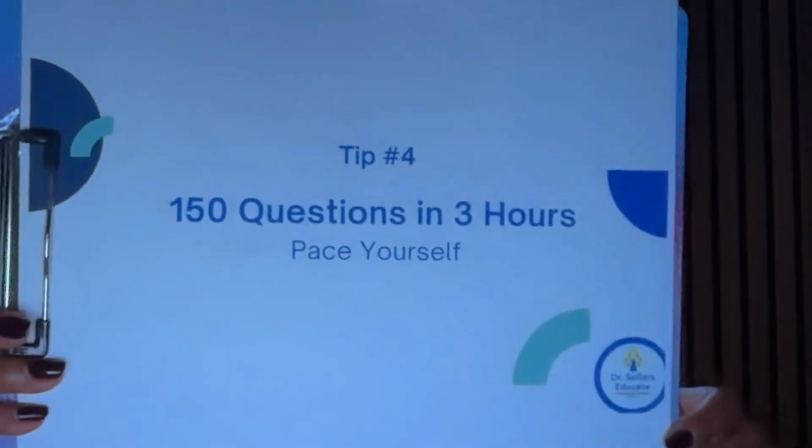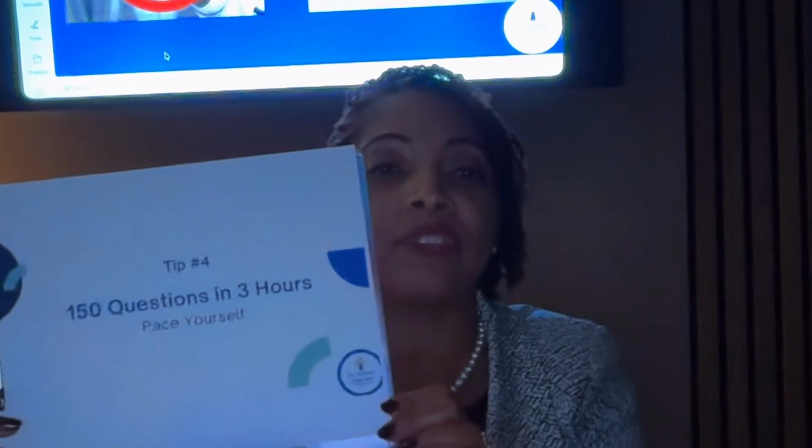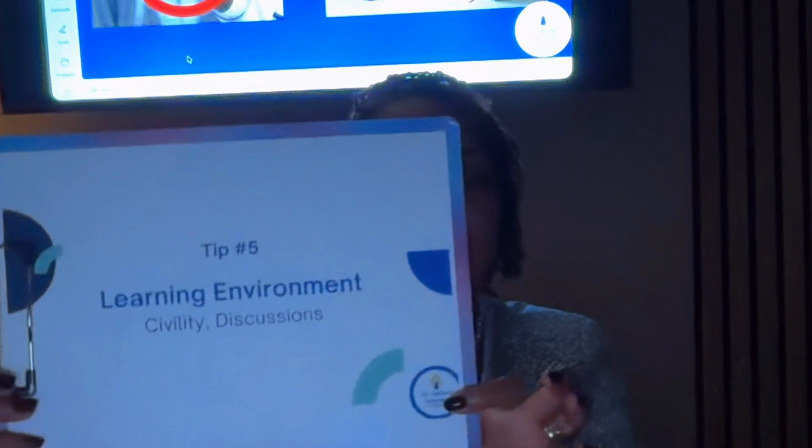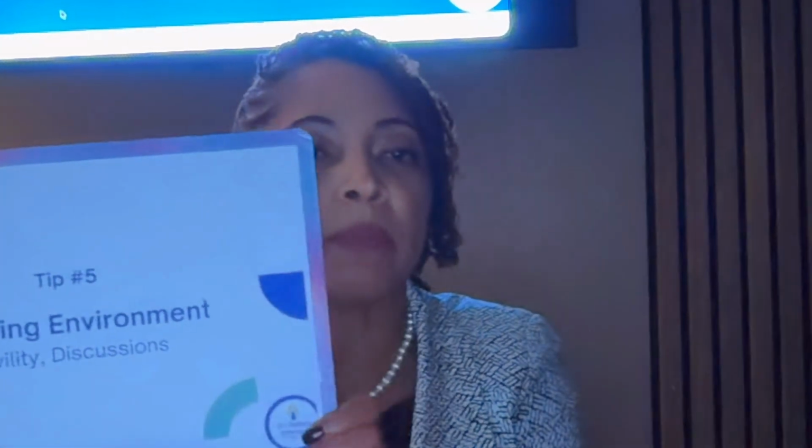All right, so let's go ahead and take a look at tip number 4. If you haven't guessed what that one is yet, it is pace yourself. There are 150 questions, and you will have 3 hours to take the exam. So make sure you're pacing yourself. You also want to make sure that you're looking at those specific guidelines that are given to you by Measure Learning. Measure Learning actually facilitates and coordinates the exams for NLN. And then tip number 5, learning environment. Are we creating an inclusive learning environment? Do we promote civility?